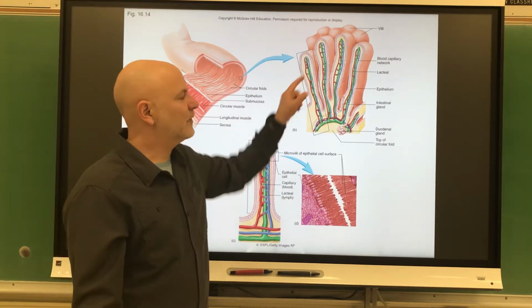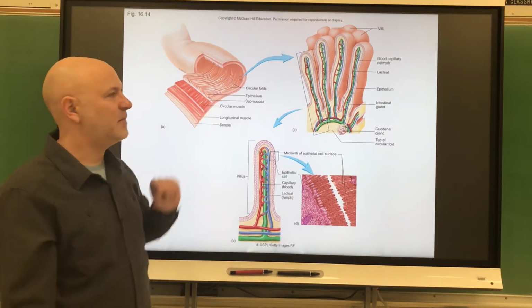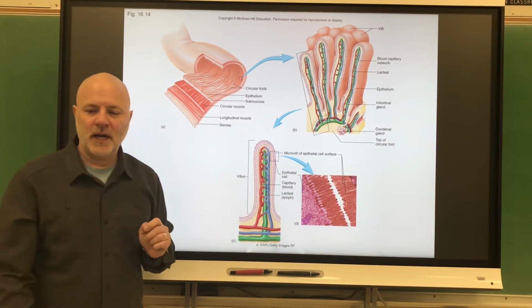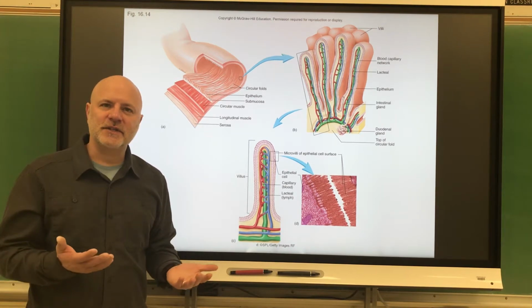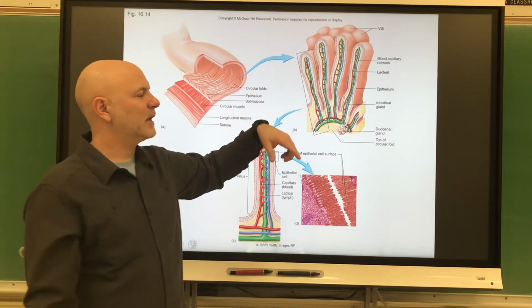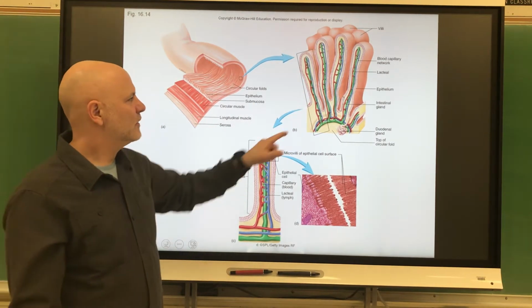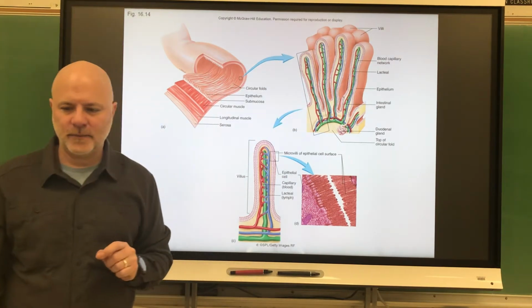So these intestinal villi here, these are tiny projections into the lumen, which is the space of the small intestine. All right. So as I said, they increase surface area so they can absorb more nutrients. They also contain blood capillaries, lymphatic vessels, and nerve fibers. Those lymphatic vessels are called a lacteal.